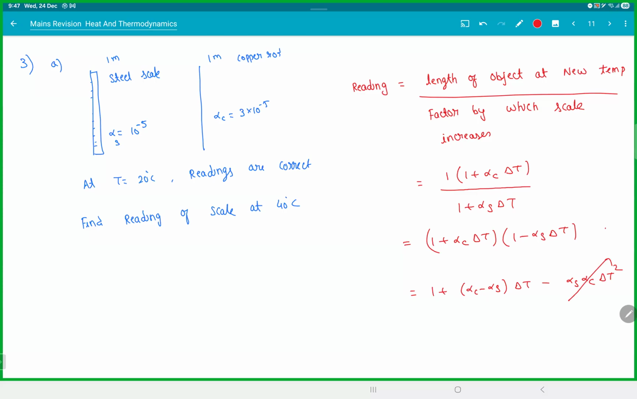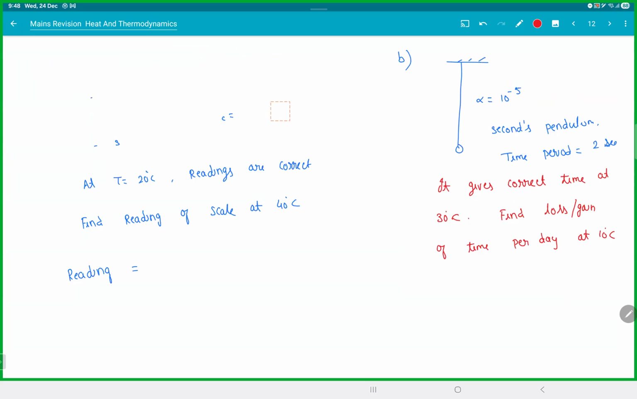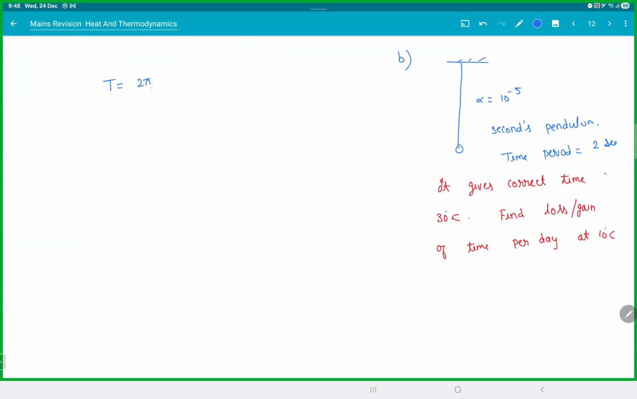So here alpha copper is greater than alpha steel, so you do get something there. What about this one? So we know the time period is 2 pi root over L by g. We can actually use the error formula. dT by T is equal to half dL by L. So dT will be T by 2 times dL by L.